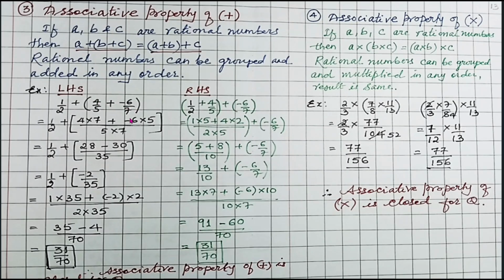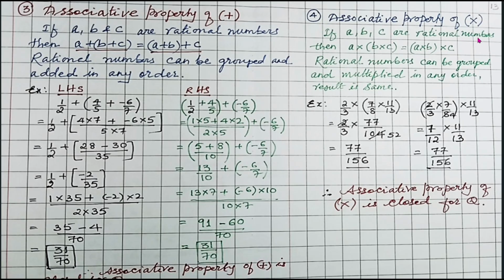So I follow the rules of addition of rational numbers and I get 31 by 70. And instead of adding 4 by 5 and minus 6 by 7, let me add half and 4 by 5 first and then add minus 6 by 7 to it. Then by following the rules of addition, again we get 31 upon 70. That means LHS is equal to RHS, and therefore associative property of addition is closed for a set of rational numbers. Now let us take associative property of multiplication.